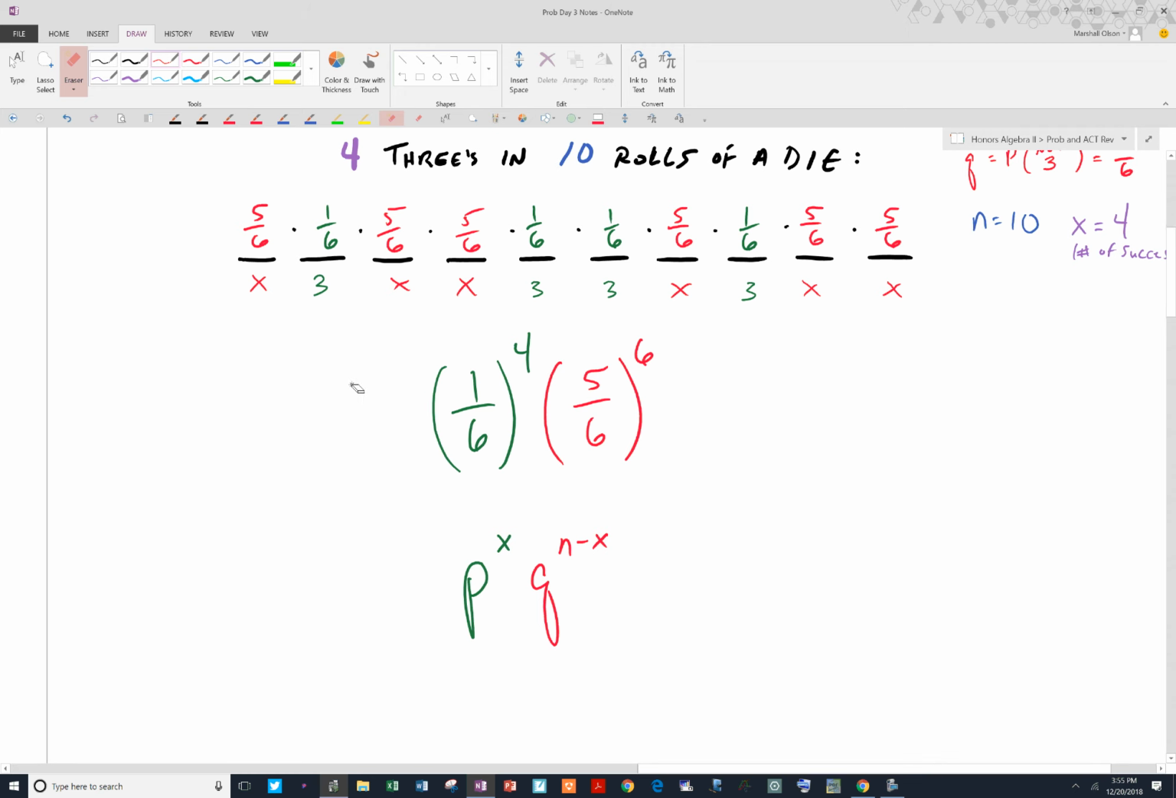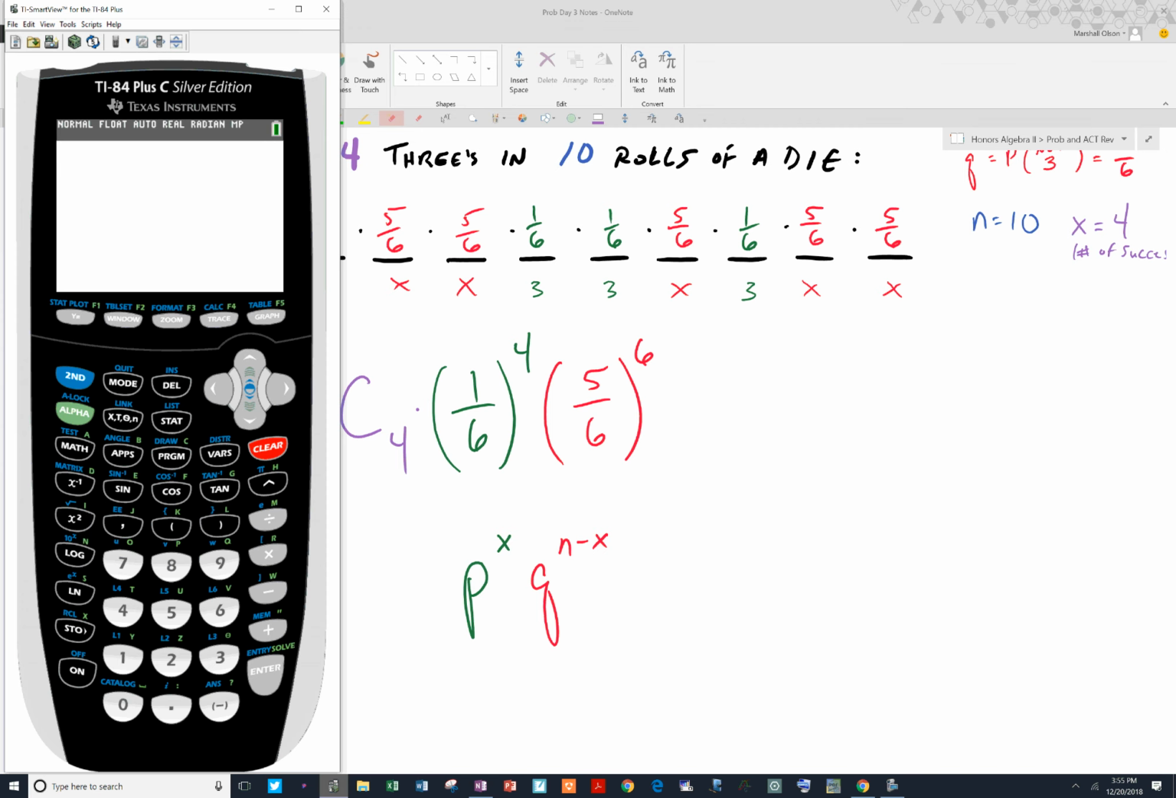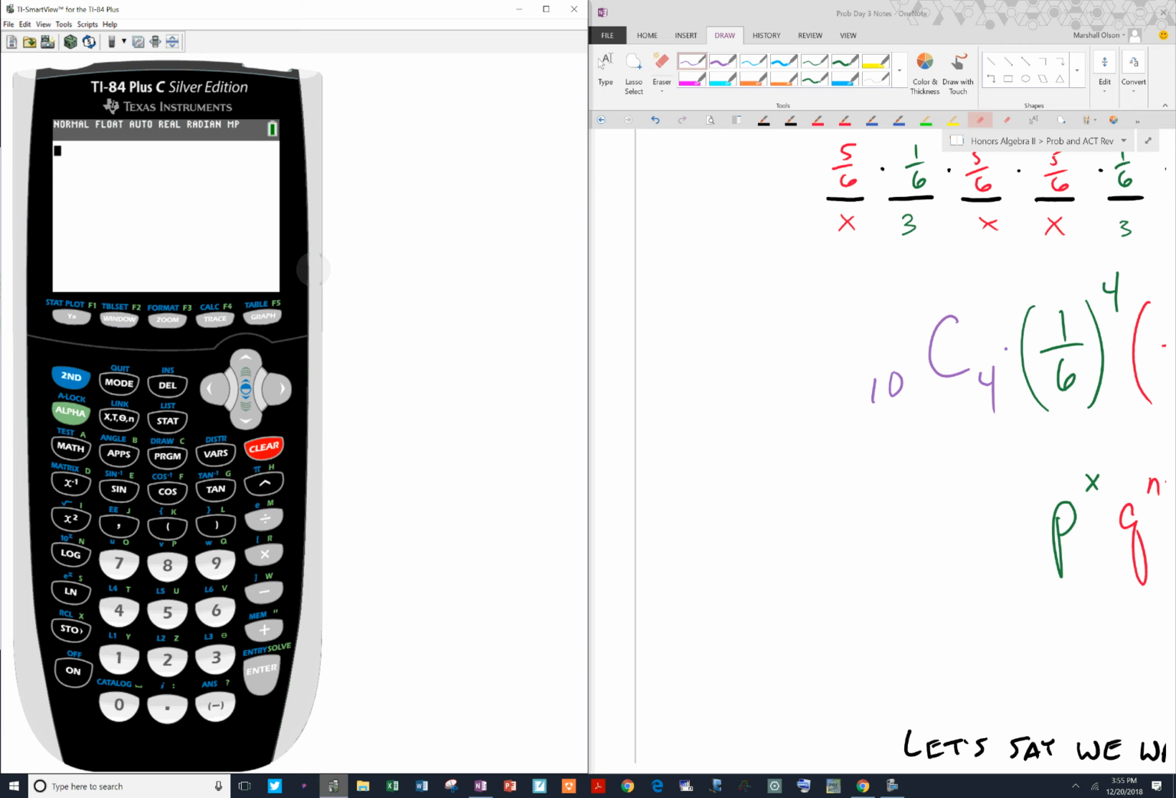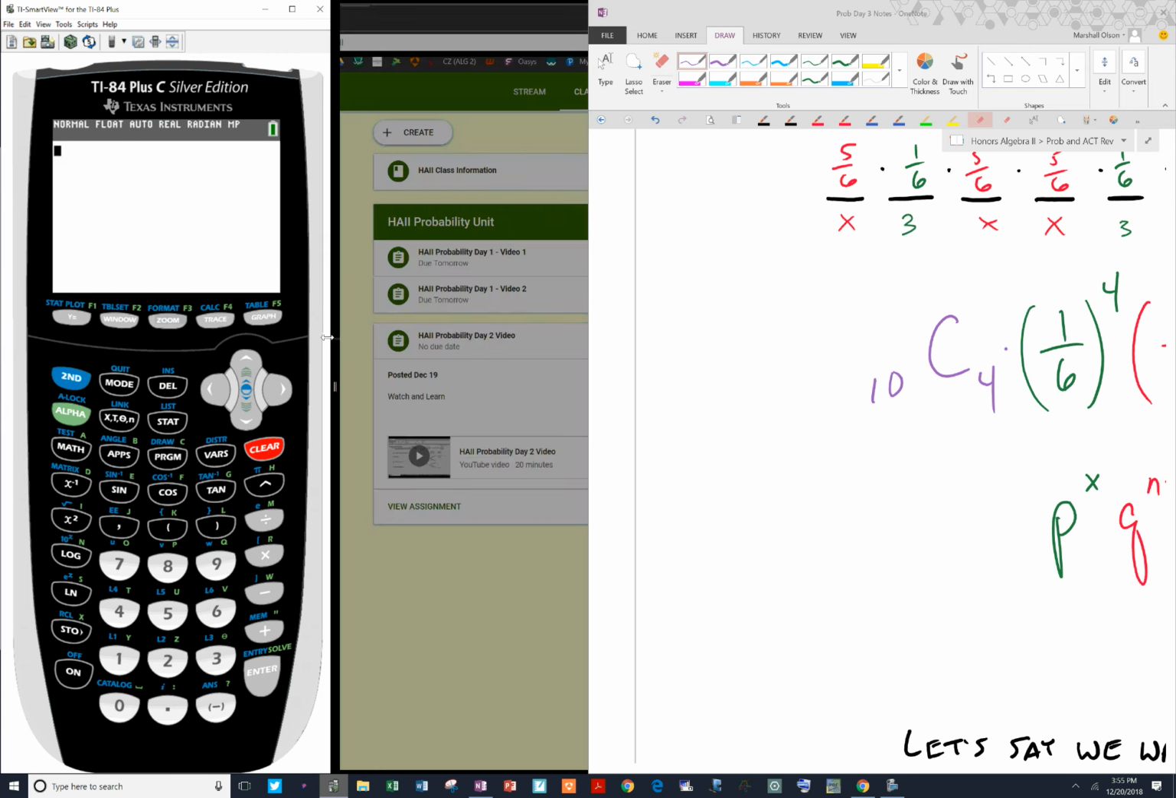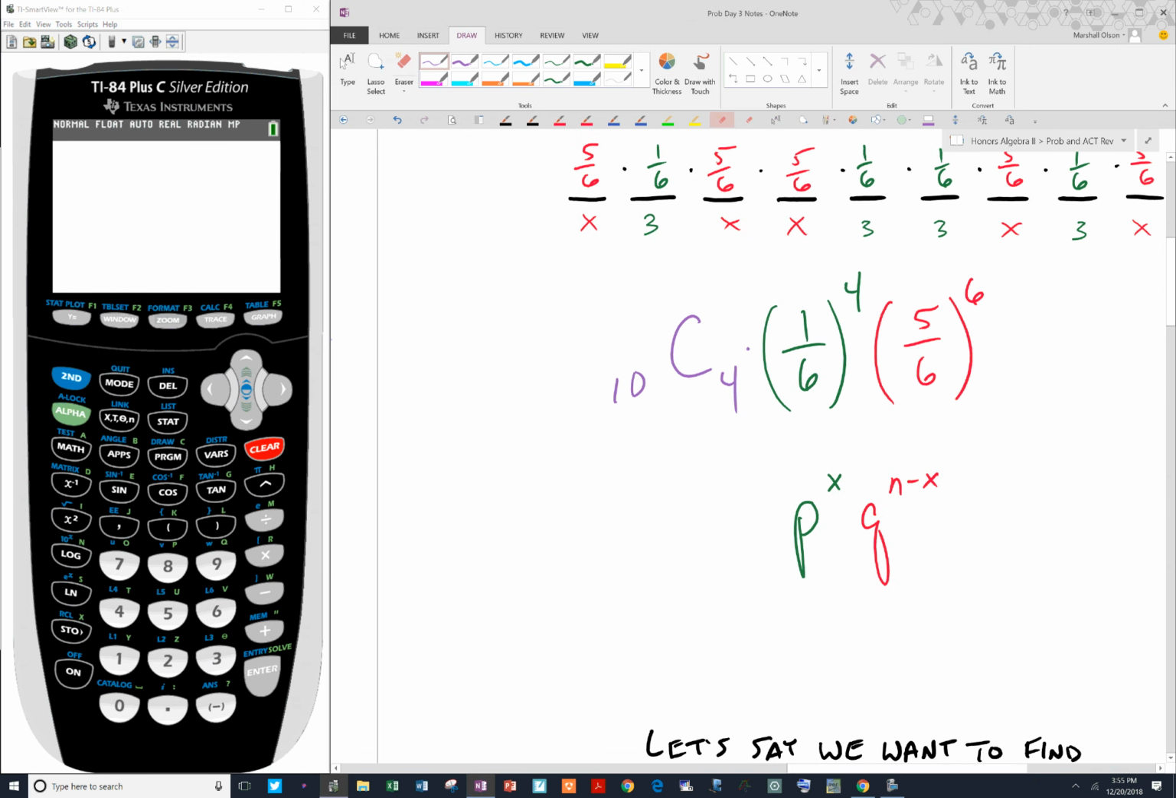So to find out how many ways that can happen, we multiply that by 10 choose 4. We multiply that to that product that we already have. That'll tell us how many different ways that can happen. And I'll show you how to do that in your calculator here real quick. This is how you find combinations on your calculator.